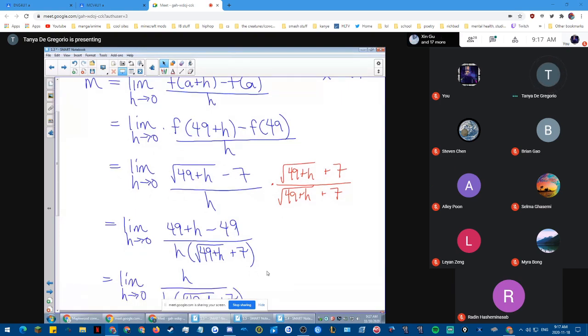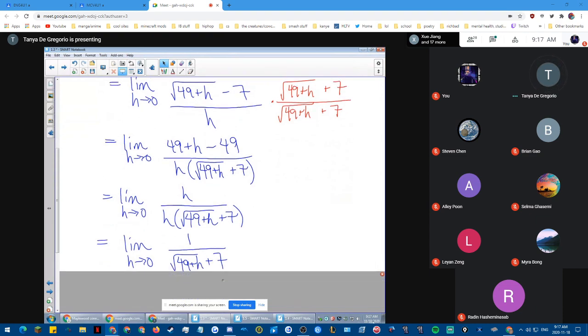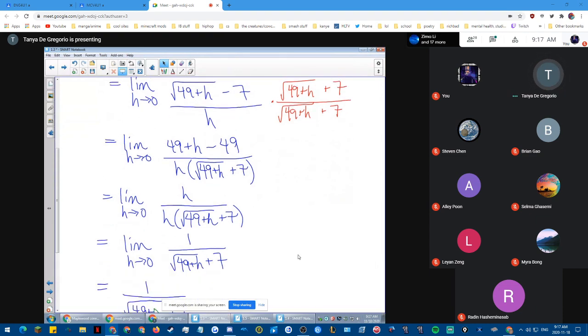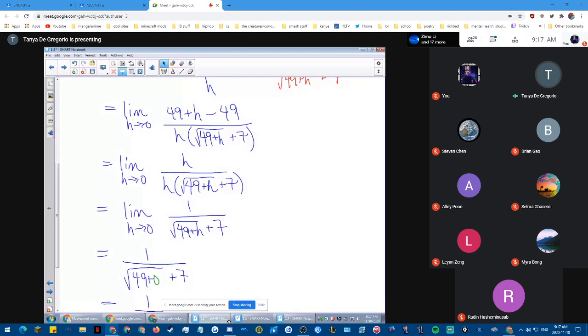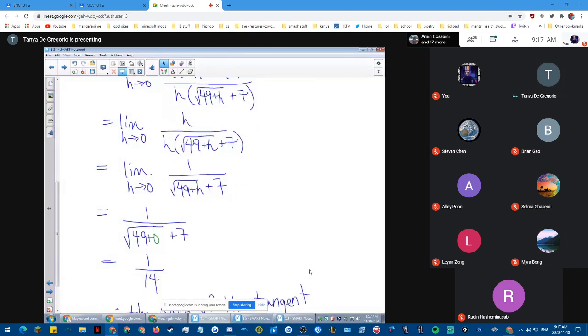And I expand. And again, guys, look, we do not expand that denominator because the whole reason we're doing this is to cancel out that. So we cancel it out, and you're left with this. And now you can sub in 0, and we get 1 over 14.